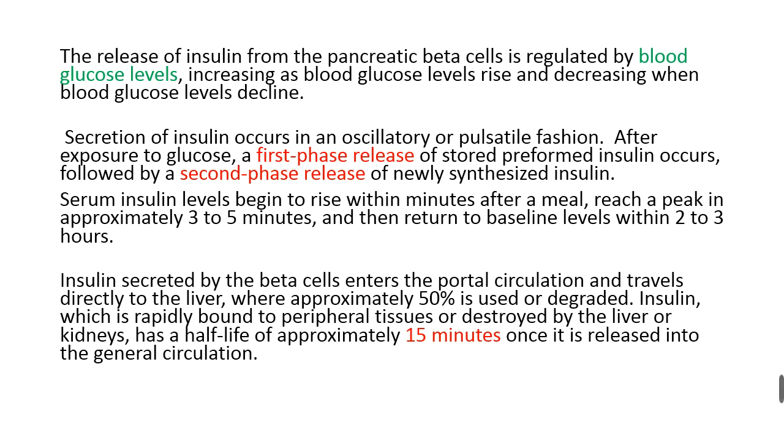Insulin secreted by beta cells enters the portal circulation and travels directly to the liver, where approximately 50% is used or degraded. Insulin, which is rapidly bound to peripheral tissue or destroyed by the liver or the kidney, has a half-life of approximately 15 minutes only once it is released into the general circulation. The half-life of insulin is 15 minutes only. It will not remain in the circulation for a long period.